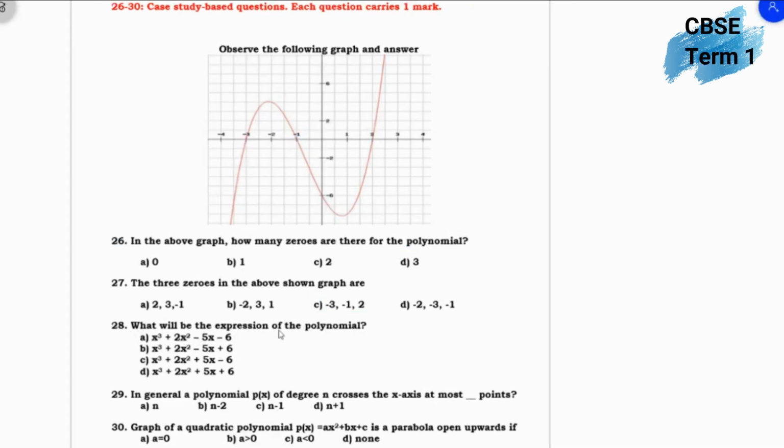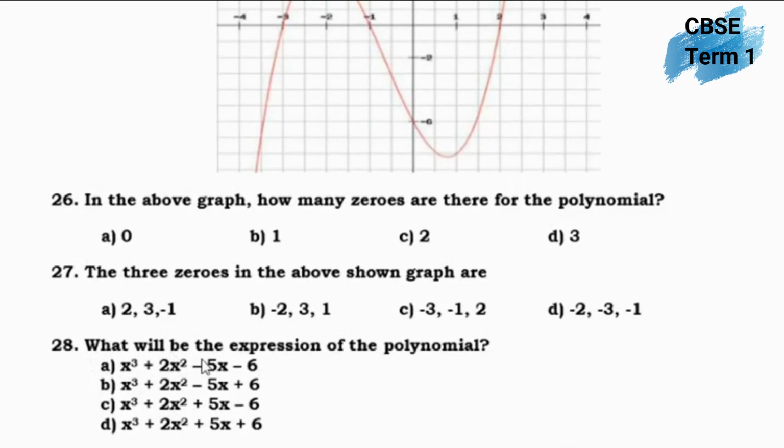28th question, what will be the expression of the polynomial? So we have to find which is the correct cubic polynomial satisfying the points -3, -1 and 2. The correct option for this question is A, because A itself is satisfying -3, -1 and 2. If we replace x with -3, -1 and 2 in the cubic polynomial, the result is 0.